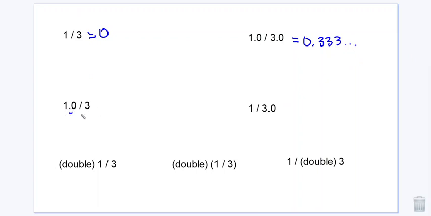Here, because one of my numbers is a decimal, I am allowed to get a decimal. And here, because one of my numbers is a decimal, I am allowed to get a decimal.